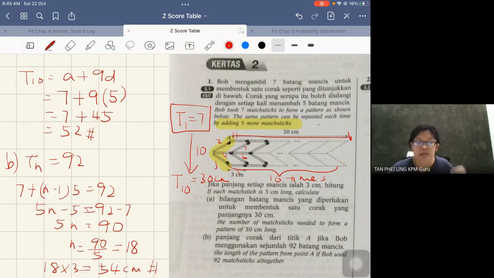Is that okay? All right, then the next one, 92. They want to ask you, if you have 92 matches, how many cm can you get? So that's why you have to use Tn, which you don't know, to find out 92. And after you perform, you realize that n will be 18. And don't just stop there, because you know that there will be 18 times of the repeating pattern, but you don't know the total. So you need to multiply by 3 cm for each. Okay, clear? Everybody okay? Then we move on to question number 2.